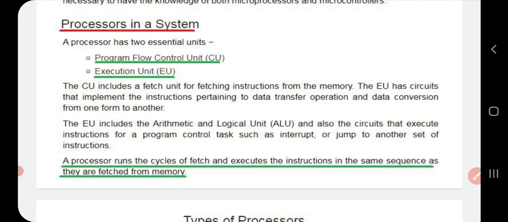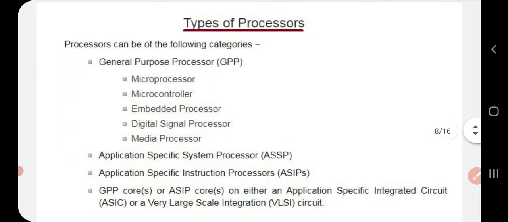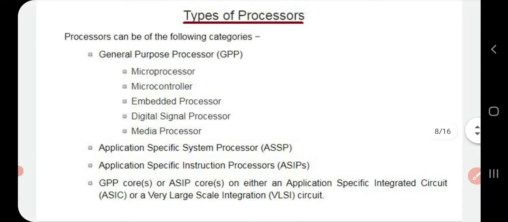The EU, that is the execution unit, includes the ALU, arithmetic and logical unit, and also circuits that execute instructions for a program, such as interrupt instructions. Now a processor runs the fetch cycle and execute cycle in the same sequence as the instructions are fetched from memory. There are a few types of processors available, and their abbreviations and full forms are given here, which you can read through.